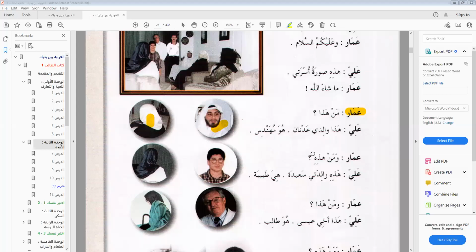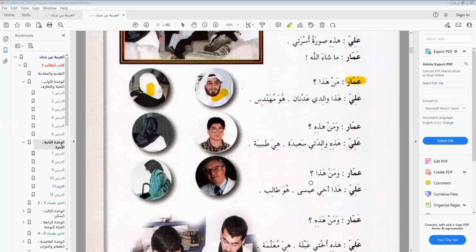Hazihi walidati muhandisatun. Tabibatun. Muhandisatun is a female. So now let's continue. Hazihi walidati sa'idatun. Hiya tabibatun. Tabibatun. That's good. That's good. Then Ammar.